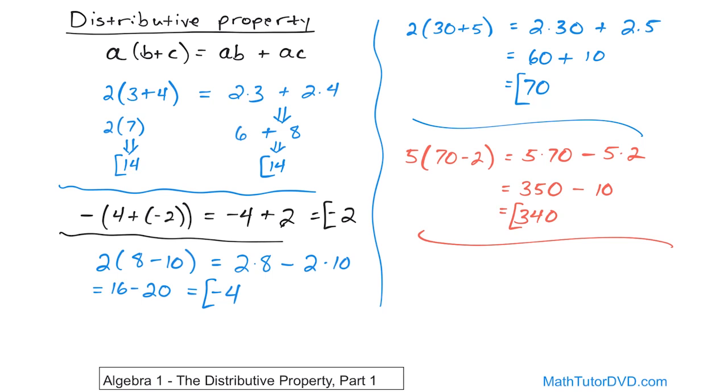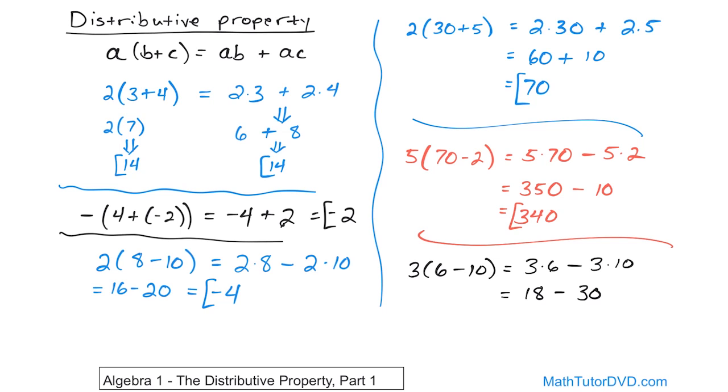All right, now we'll do one last guy here. We'll have 3 parentheses 6 minus 10. And we'll apply this 3 to each term. 3 times 6. The minus comes along for the ride. And then 3 times 10. And so we do the multiplication first. 3 times 6 is 18. The minus comes along for the ride. 3 times 10 is 30.